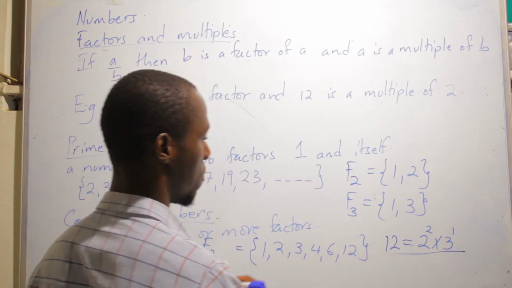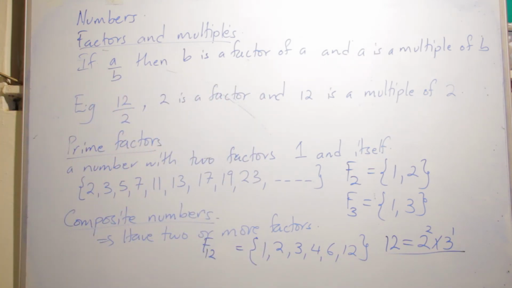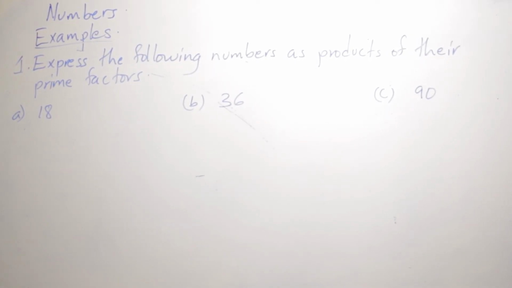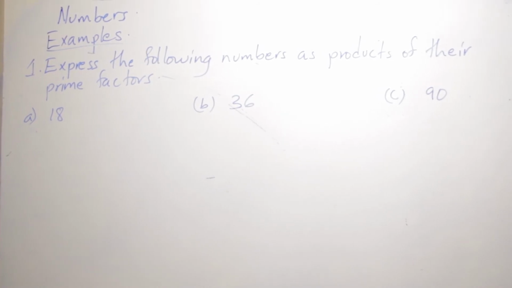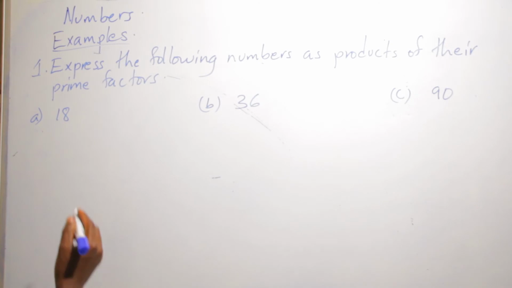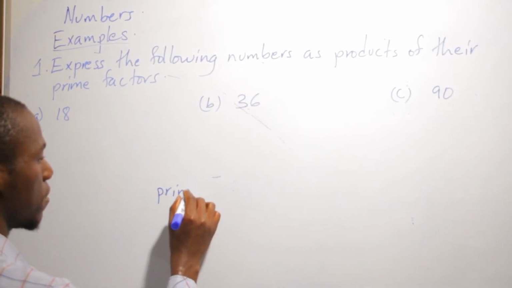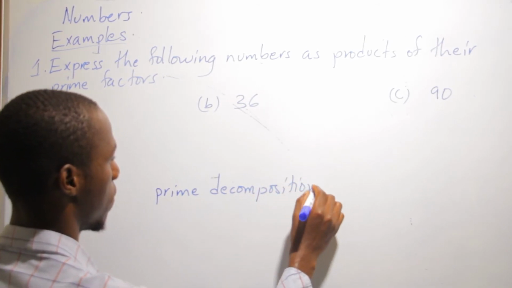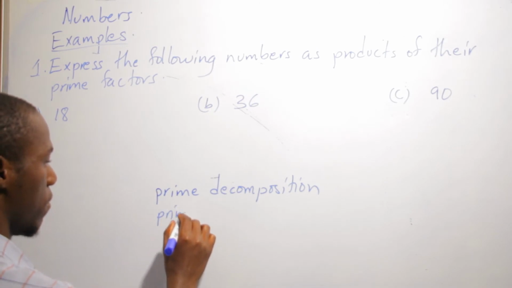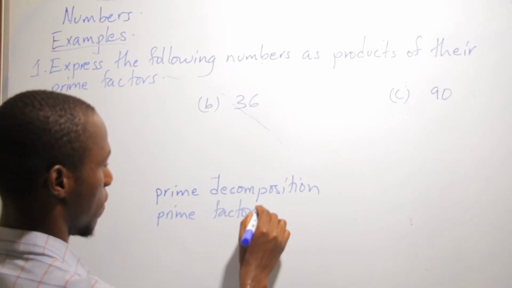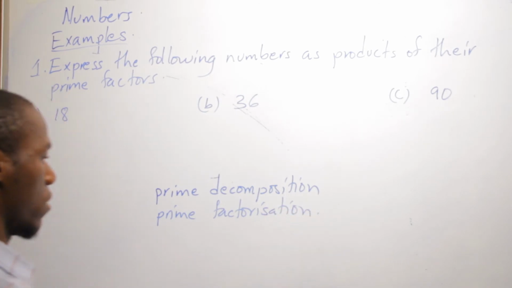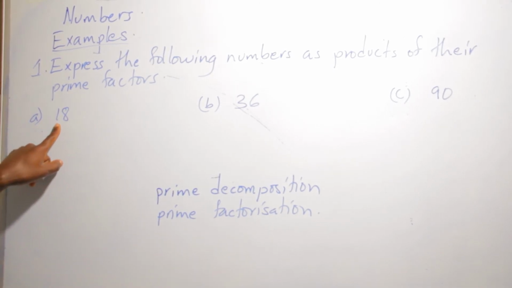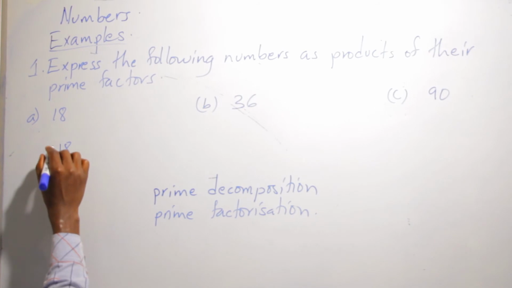So this process here, we are going to see how we call it. Example 1, express the following numbers as products of their prime factors. So we are going to do what we call prime decomposition, or prime factorization. So that is the process that we are going to be doing. We use prime numbers to divide such a number, using the ladder method.